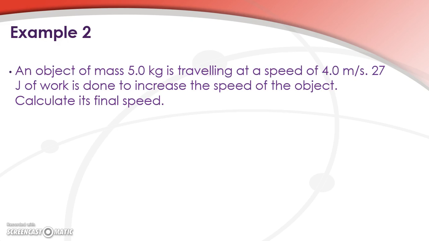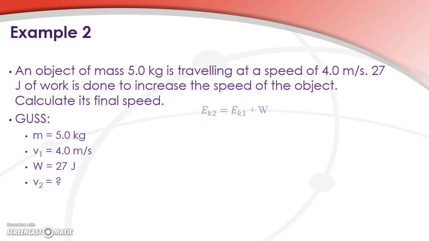Okay, our second example is a little more complicated. An object of mass 5 kilograms is traveling at a speed of 4 meters per second, and we do 27 joules of work to increase the speed. What's its final speed? So in this case it's a little more complicated. What we need to do is say that the kinetic energy is equal to the initial kinetic energy plus the work done. Law of conservation of energy, of course. And so we can calculate the initial kinetic energy and add 27 joules. Punching that into our calculator gives us a kinetic energy final of 67 joules.